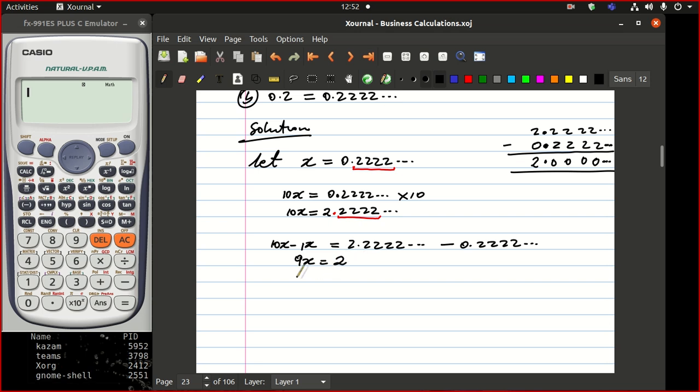And then the next thing here, since you are having 9x is equal to 2, you divide by this 9, the number that is in front of this x, on both sides. And of course, your x is just going to be a 2 over a 9.